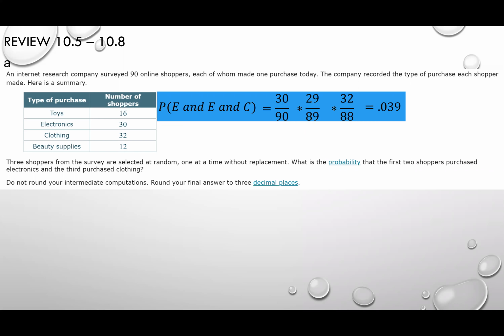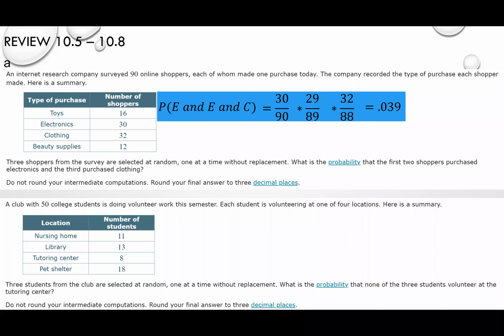And again, similarly, they ask you something very much identical. Whatever the story is, this one here is the college student volunteers, and they volunteer at a nursing home, a library, a tutor center, and a pet shelter. So this is the number of students who volunteer at nursing and so on and so forth. If you add all of this together, the total is 50 students. So in this survey, there are 50 volunteers, and this is the distribution of each one.